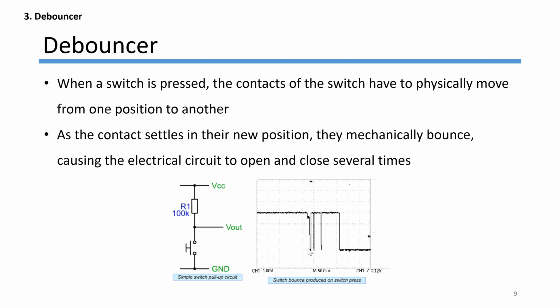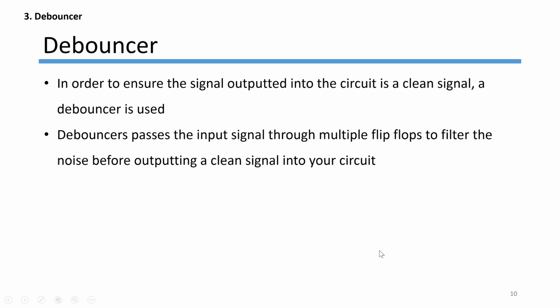For example, if you were to have a sequence that accepts whether it's up or down, when you press up, the values increase, and when you press down, the values decrease. Without a debouncer, when you press up, the value could increase 4 times instead of once, as you want it to. That's why we need a debouncer to filter out this noise and be able to input a clean signal into your digital circuitry.